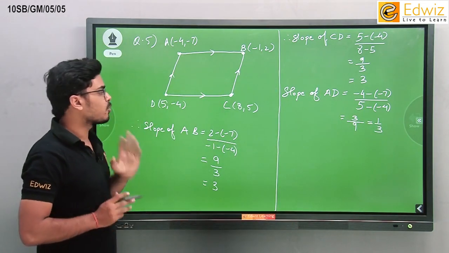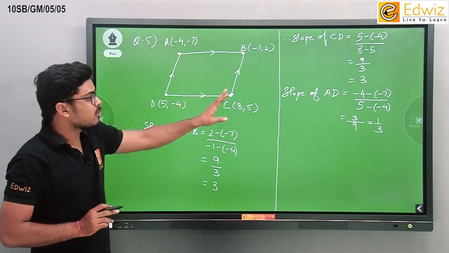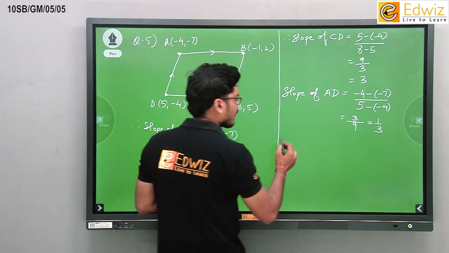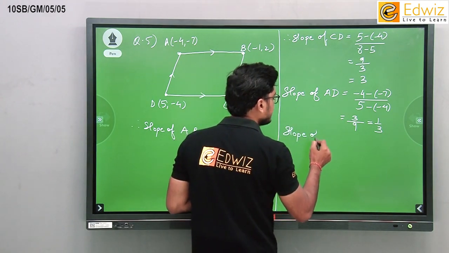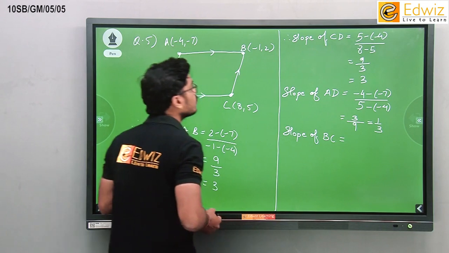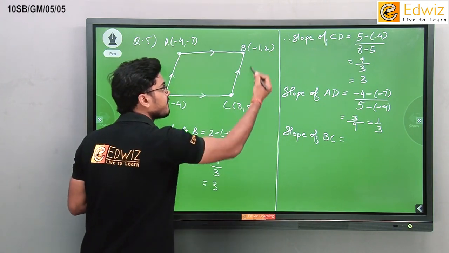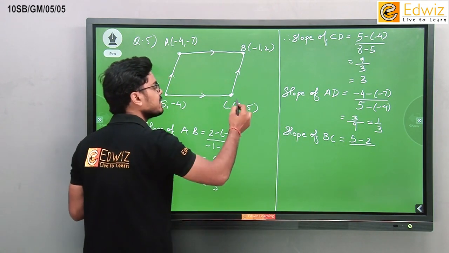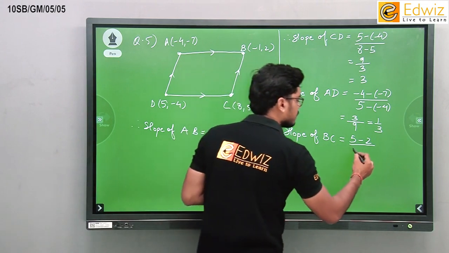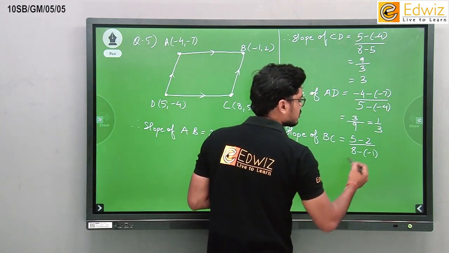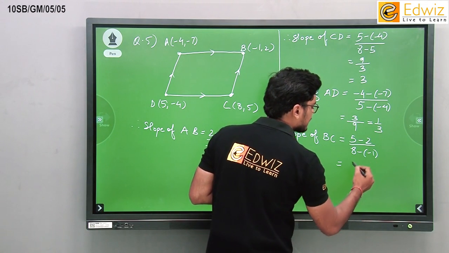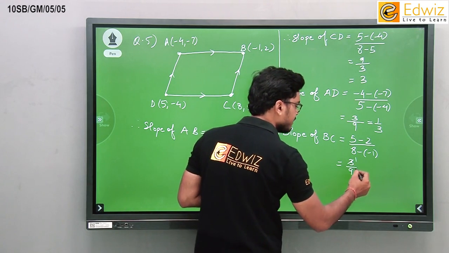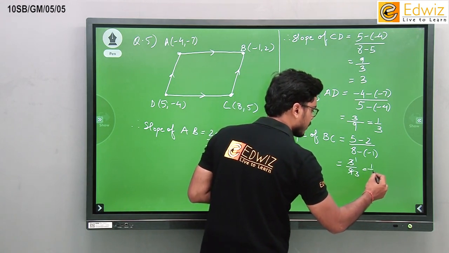So what is the slope of AD? 1 upon 3. Now the slope of BC should also be the same, then only we can say it is a parallelogram. So let us check. Slope of BC will be equal to y2 minus y1, that is 5 minus 2, divided by x2 minus x1, that is 8 minus minus 1. So here we are getting 5 minus 2, that is 3, divided by 8 plus 1, that is 9. So that is 1 upon 3.